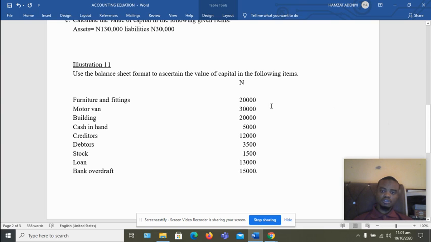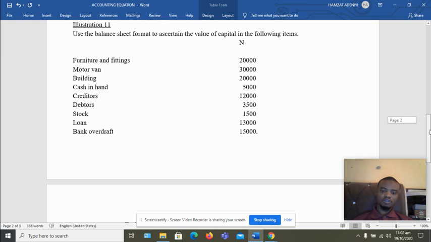All you need to do here is draw up your balance sheet format, place items that are assets on the asset side, and place items that are liabilities on the liability side. At the end of the day, you balance the equation: assets equals capital plus liabilities. Then to get your capital, it will be assets minus liabilities. Now let's solve this question in a practical form.